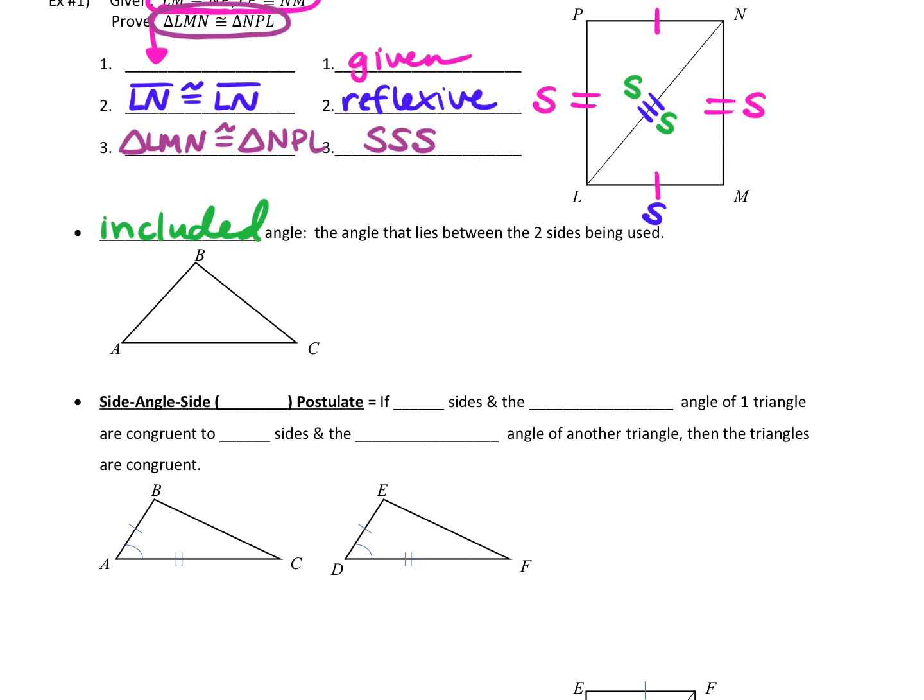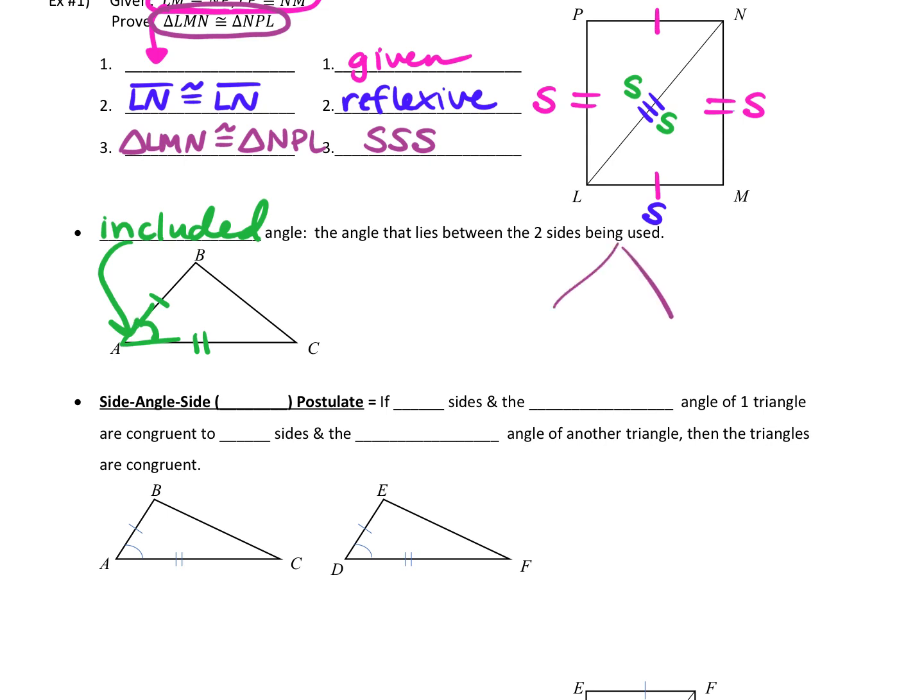Like if you were included in something, you were what? Part of it. Like you're right in the mix, right? You are included. An included angle is an angle that's right in between two sides, okay? So if I'm using this side and this side in a proof, can anyone tell me which angle you think is the included angle? Angle A. It's the angle between those two sides. You have these sides, so angle A would be our included angle, okay?